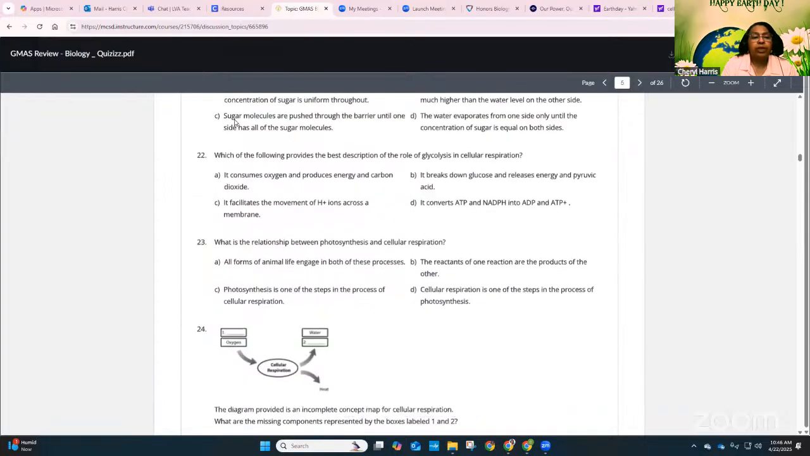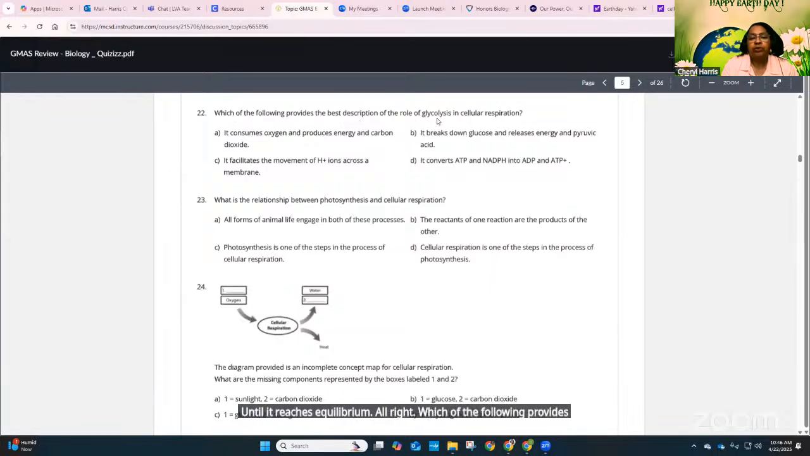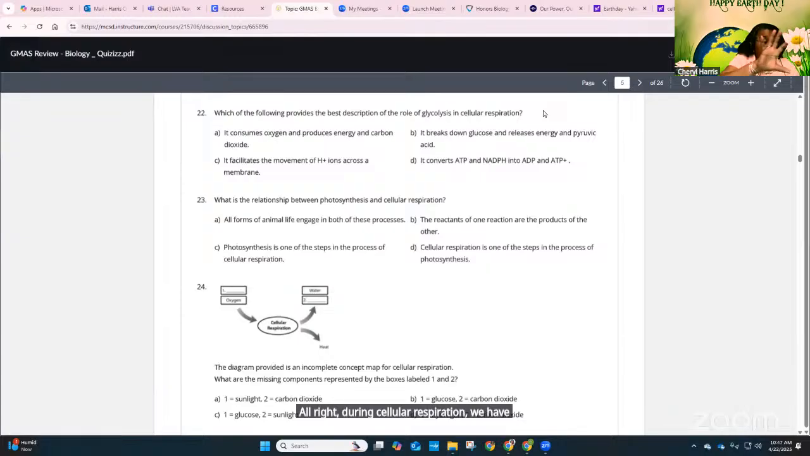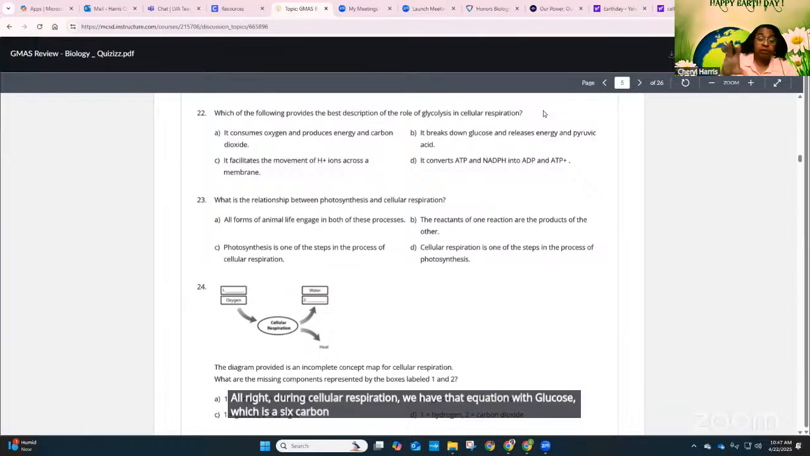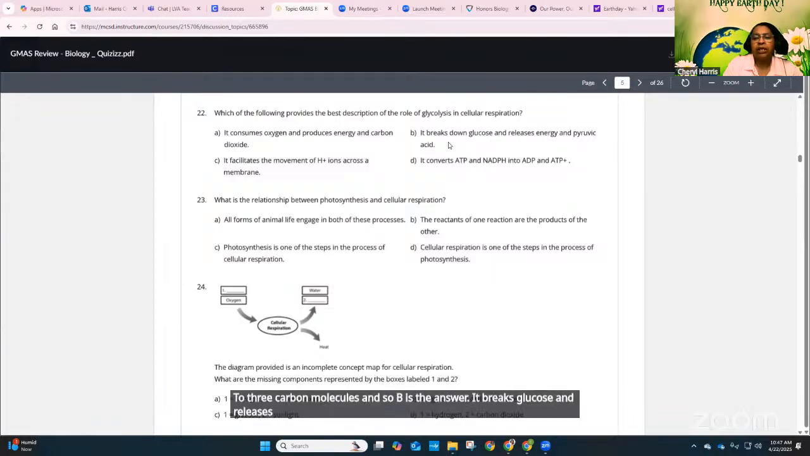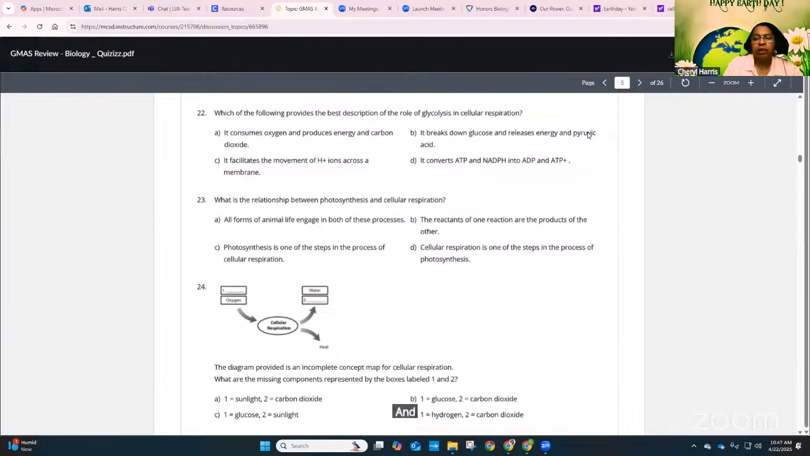All right. Which of the following provides the best description for the role of glycolysis in cellular respiration? During cellular respiration, we have that equation with glucose, which is a 6-carbon molecule, and oxygen. During that process, we break that 6-carbon molecule down to 3-carbon molecules. And so B is the answer. It breaks glucose and releases energy in pyruvic acid. It breaks it down to 2, and those 2 molecules are pyruvic acid.